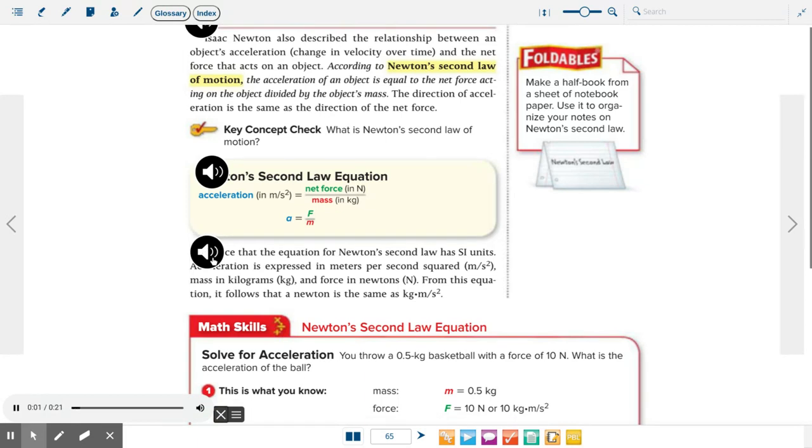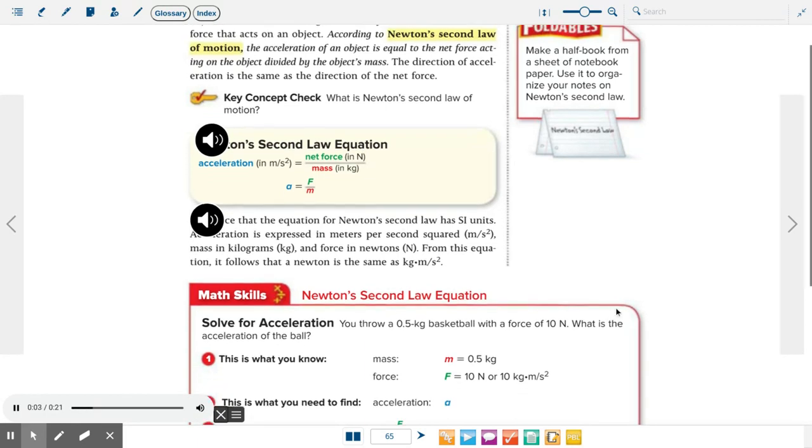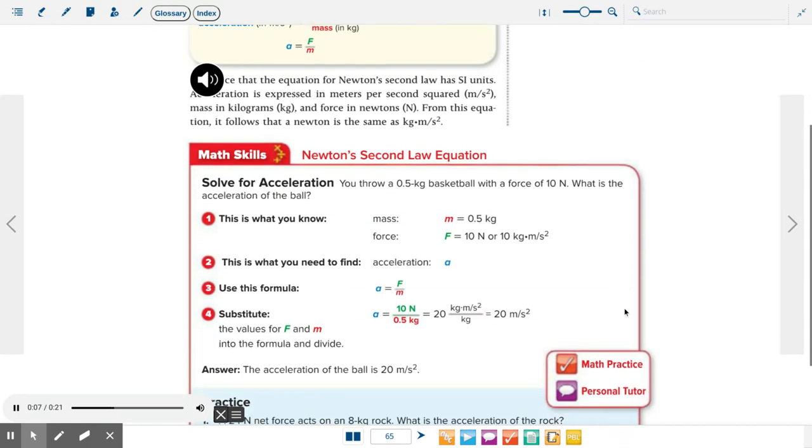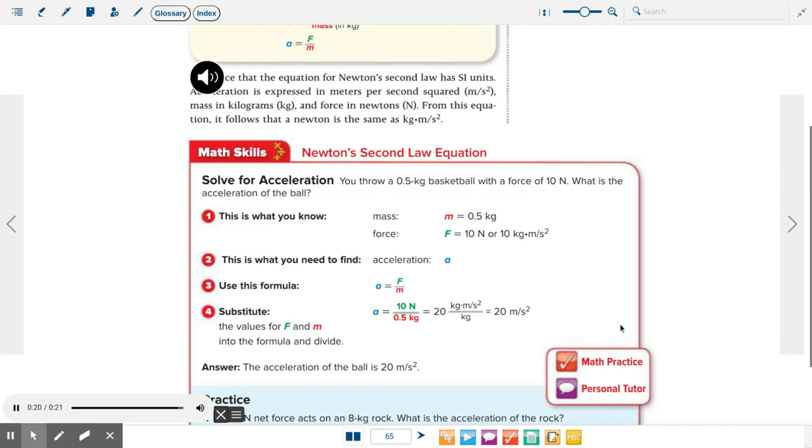Notice that the equation for Newton's second law has SI units. Acceleration is expressed in meters per second squared, mass in kilograms, and force in newtons. From this equation, it follows that a newton is the same as kilograms multiplied by meters per second squared.